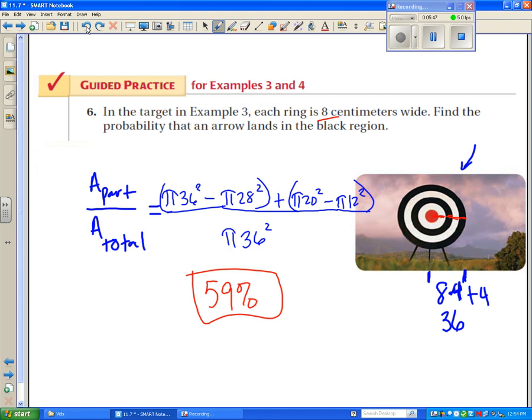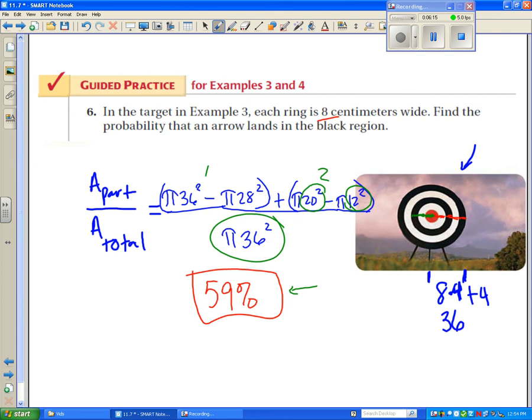Then, to get ring number 2, it's the 20 squared. 20 squared is this plus that. And that's the first circle. Then we have 12 squared, which is just the 8 and the 4. And that gives me ring number 2. The total is 36 being the radius of pi r squared. I just simplified this. Sorry about the bell. And it becomes 59%.